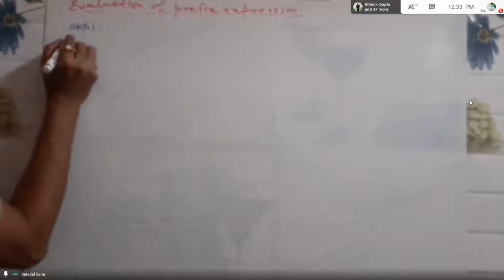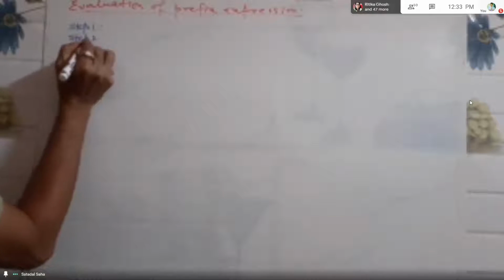Step 2, repeat until all the characters in the prefix expression are scanned. এটা আমি step 2 বলছি। Step 2, repeat until all the characters in the prefix expression are scanned.